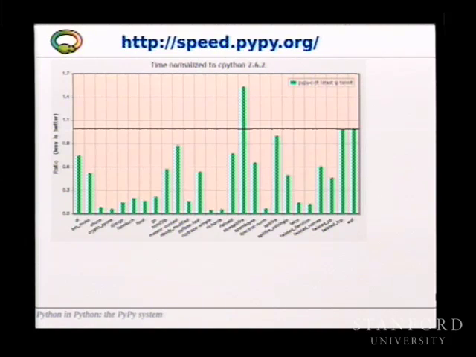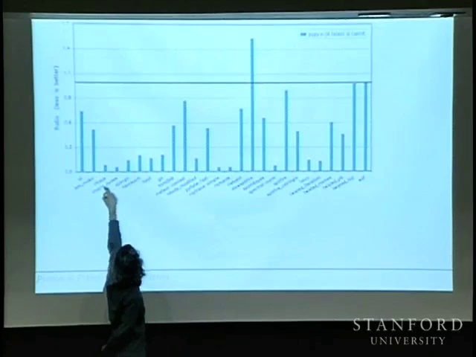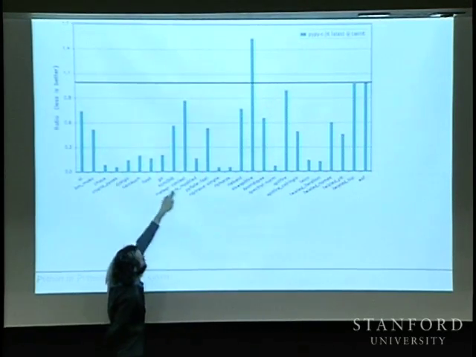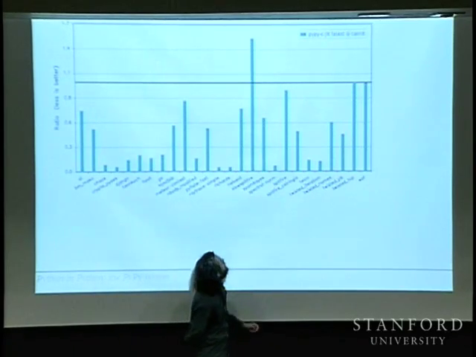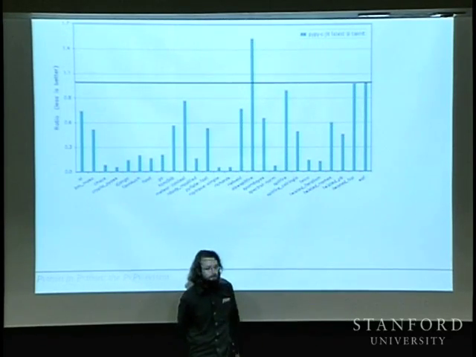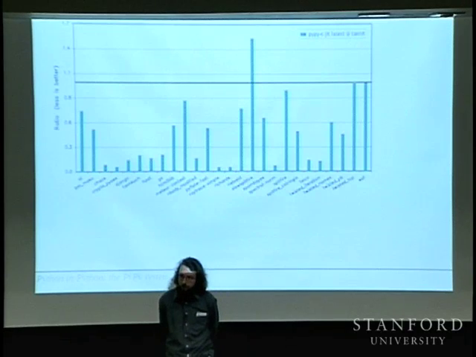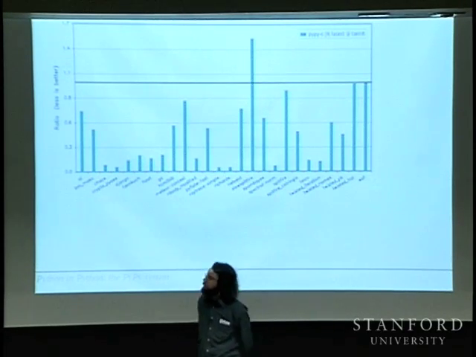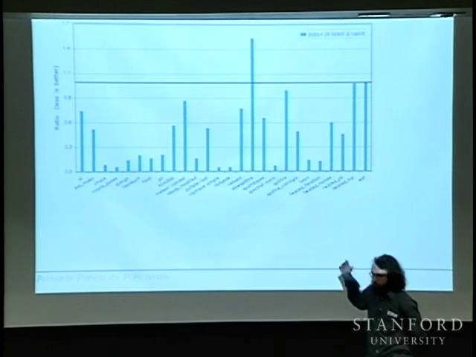The bold line is at 1.0. That's time normalized to CPython, version 2.6.2, and you can see that we are at least 2 times faster generally for this kind of benchmark, and it can be 10 or 20 times faster, and there is actually only one that's 1.5 times slower. Is there any good reason why that is slower? Yes, because it's using crazy things.